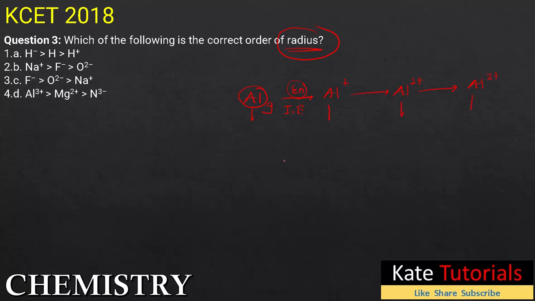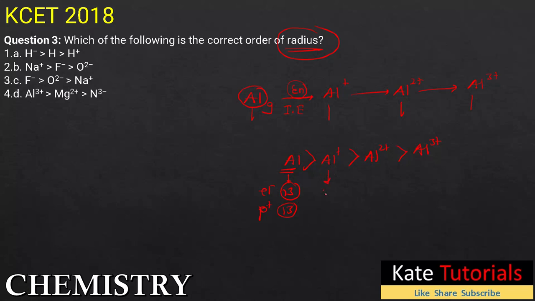So if they ask to compare the size of Al+, Al2+ and Al3+, you should remember that the neutral atom Al will have greater size compared to Al+, compared to Al2+, and compared to what? Al3+. The reason is, see, aluminum means how many electrons? 13 electrons, right? Sodium, magnesium, aluminum, yes, 13 electrons. For aluminum, 13 electrons will be there, right? And how many protons will be there? Again 13 protons. 13 electrons and 13 protons. If I remove one electron, it becomes Al+.